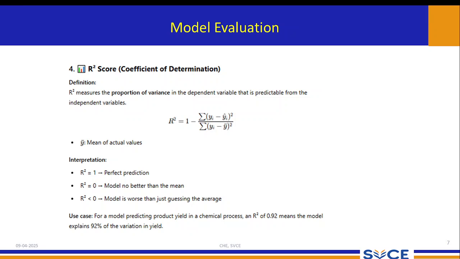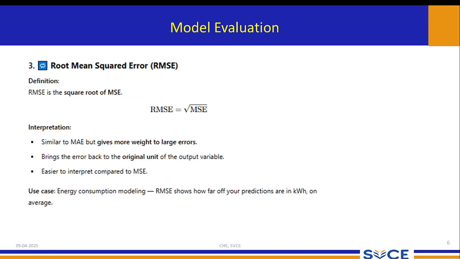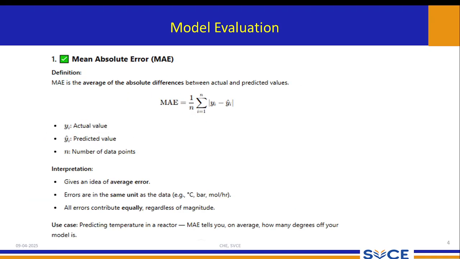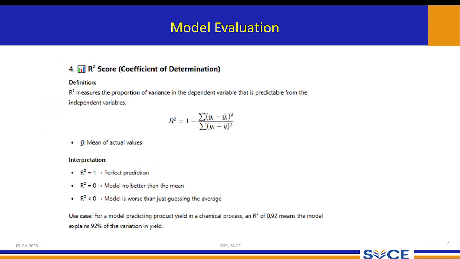So R square measures the proportion of variance. R square is equal to 1 minus the summation of (yi minus yi cap) squared over the summation of (yi minus y bar) squared. What is yi cap? yi is the actual value, and yi cap is the predicted value. And y bar is the mean of the actual values. So in the previous cases we have seen yi is the actual value, y prime is the predicted value, and here y bar is the mean of actual values.